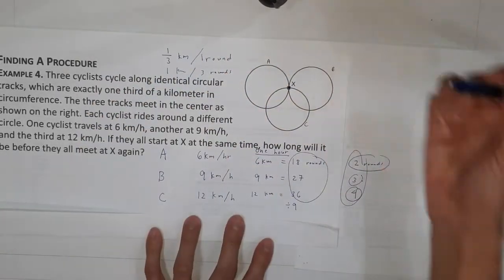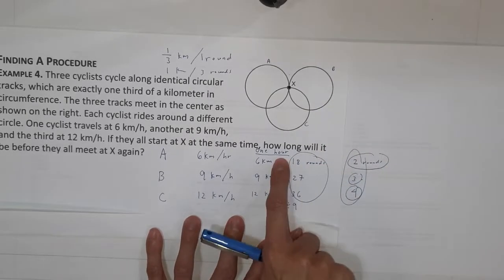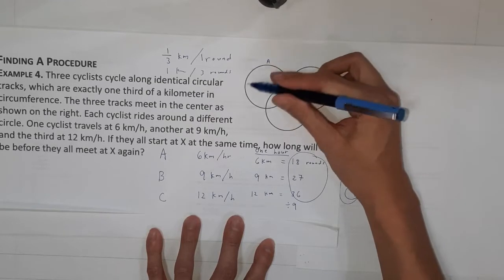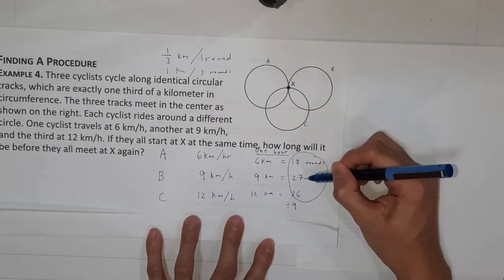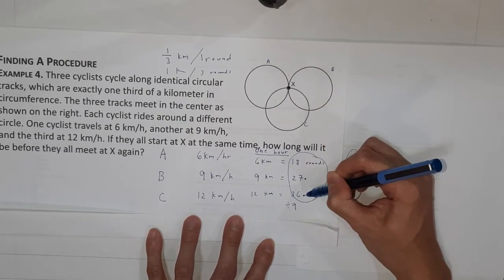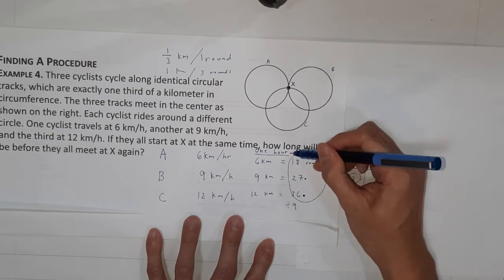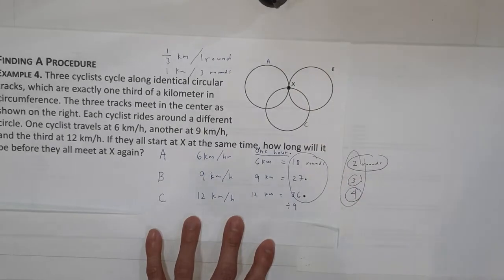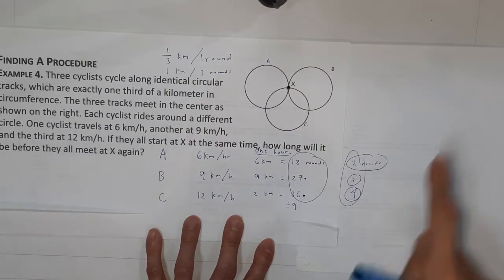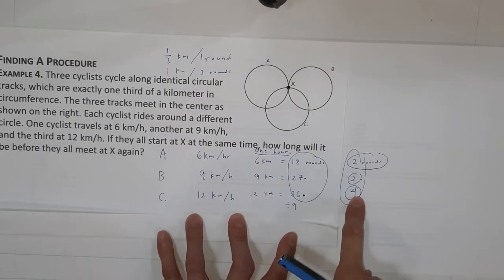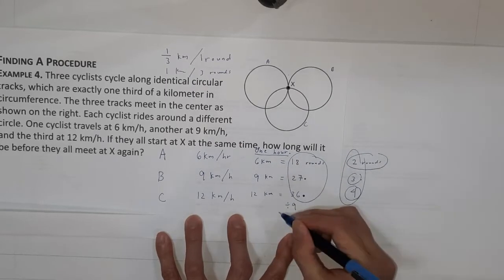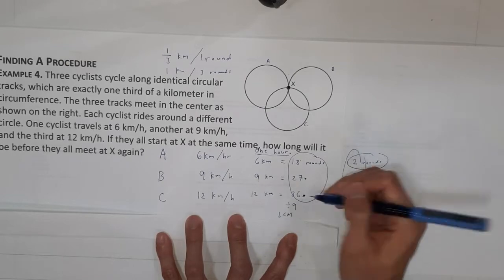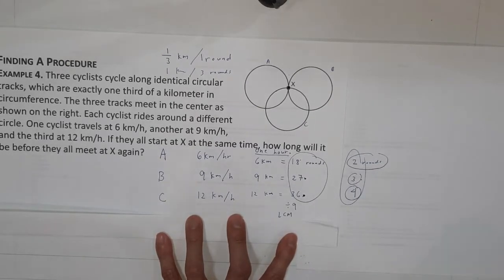Sige, ulit ha. After 1 hour, si A ay makaka-18 na ikot, si B ay makaka-27 at si C ay makaka-36 sa loob ng isang oras. At after 1 hour, sila ay nasa X. Pero hindi yan yung shortest time na magkikita sila sa X. Ito yon. Dahil yan yung, ang technical term ay yung LCM, the least common multiple of 18, 27, and 36. Kaya siya magic step na parang paano maiisip na LCM?